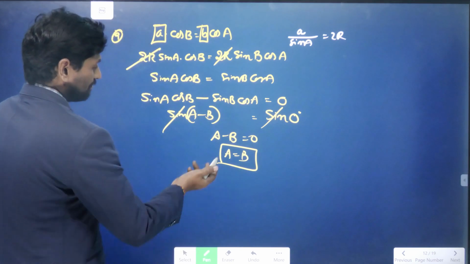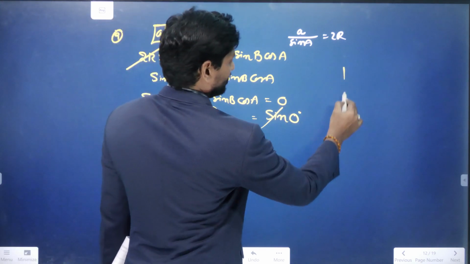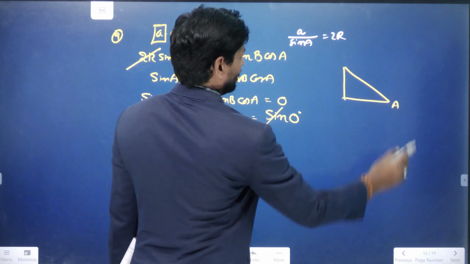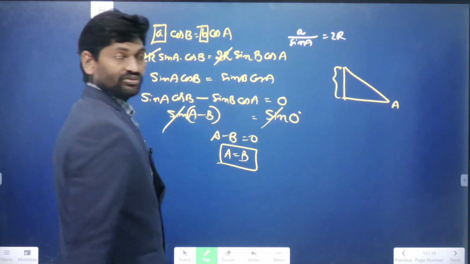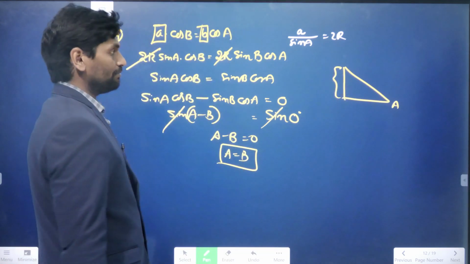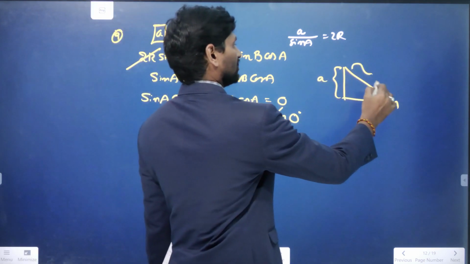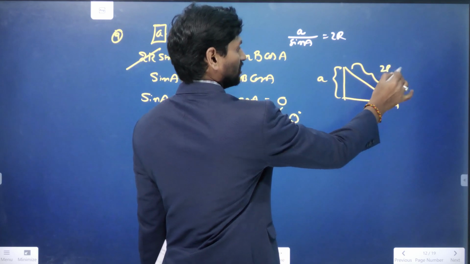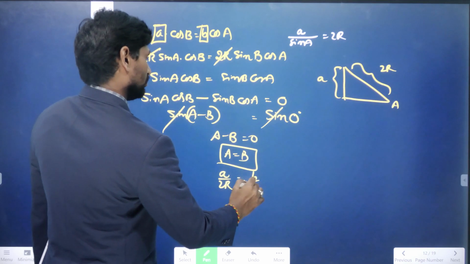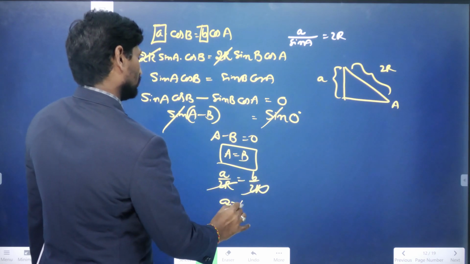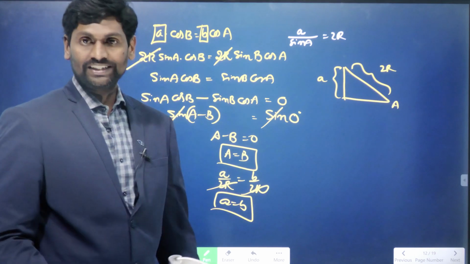So we can apply the sine rule again. From the sine rule, in the triangle, if you take angle A, the opposite side by hypotenuse, the opposite side is a only. Hypotenuse, let us take it as 2r. So a by 2r is also b by 2r. Both sides 2r cancel, a is equal to b, that's it. Let us go to the next problem.